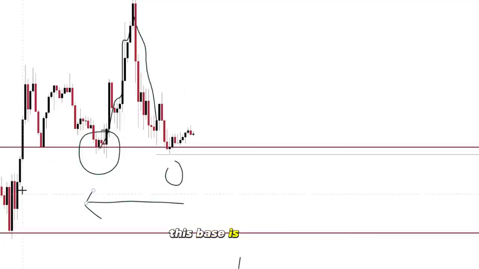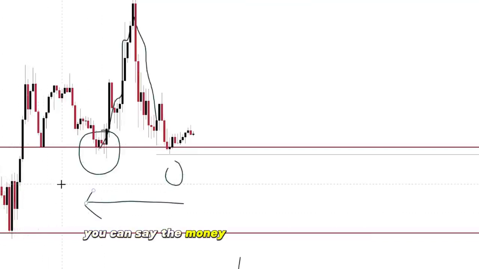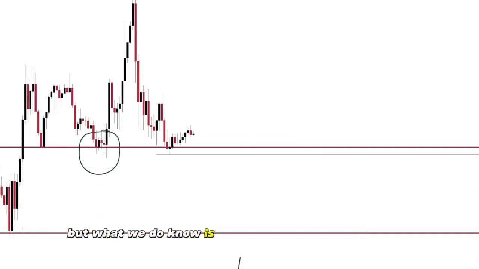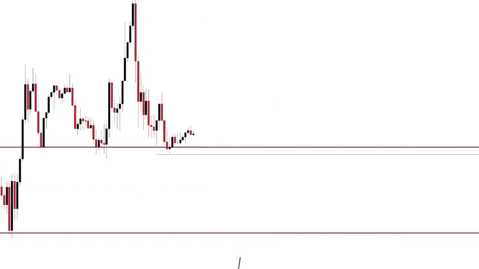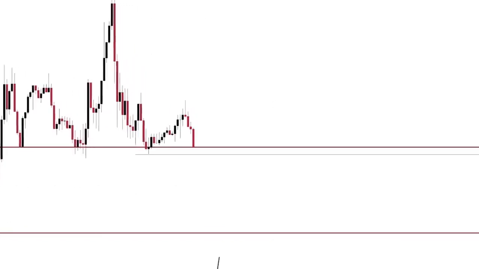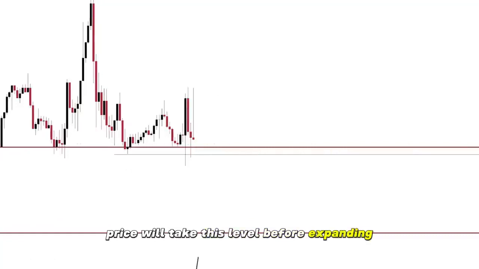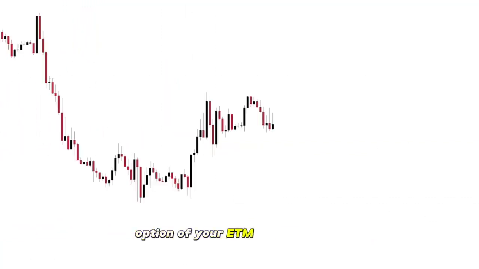This base is everything. This is where the money was injected. Again, you can say the money was injected in this candle, in this fair value gap or whatever, but we don't know any of that for sure. But what we do know is orders are injected in our shelf, in our base. Price will take this level before expanding, of your ETM trading model.